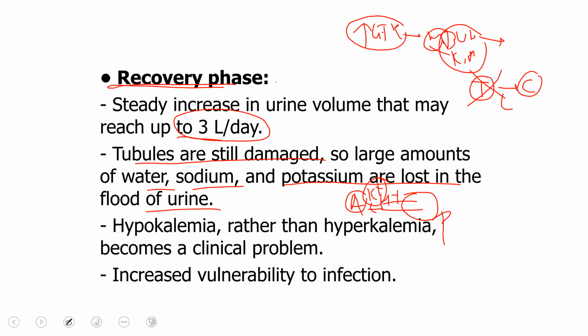And still in this recovery phase, we can find 25% of the deaths due to acute tubular injury happen. So in this stage also, there is increased vulnerability to infection. There can be complications due to hyperkalemia, and 25% of deaths can happen in the recovery phase. So it should be managed promptly, and dialysis should be done if it is required.